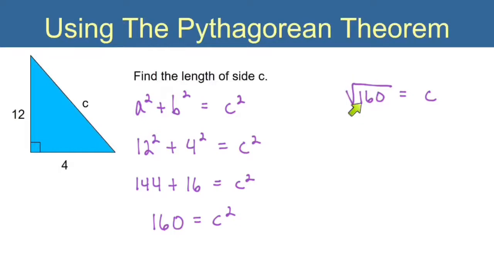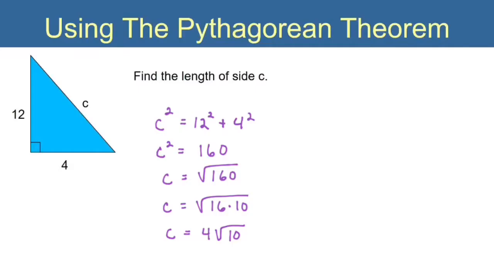But I do need to reduce this radical. And so remember how we reduce radicals. We break this down into the product of a perfect square times whatever else. Notice that 160 is 16 times 10, and the square root of 16 is 4. So the 4 will come outside the radical, and 10 is 2 times 5, so that cannot be reduced further, and this would be our final answer. The length of the hypotenuse is 4 times the square root of 10.